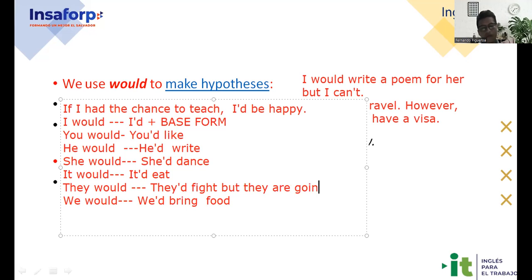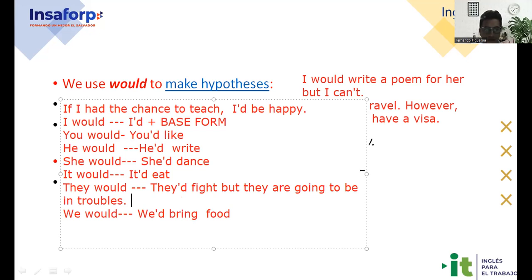They fight, but they are going to be punished or yelled at, or be in trouble. Pelearían, pero estarían en problemas. Entonces, esa es la estructura de would en cuanto a oraciones afirmativas.